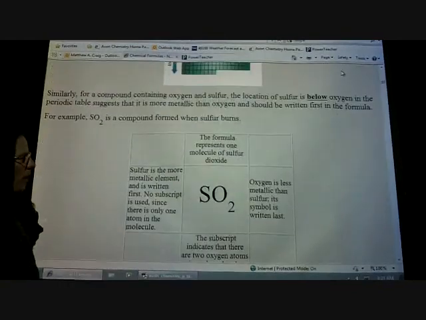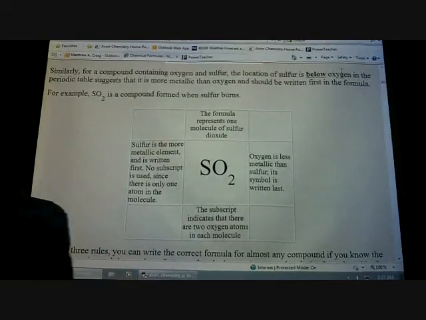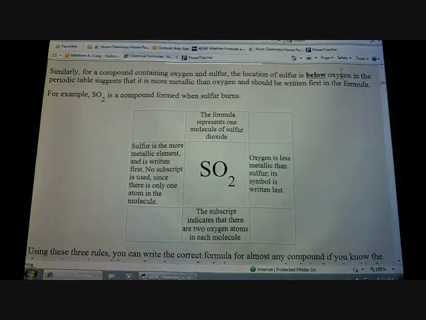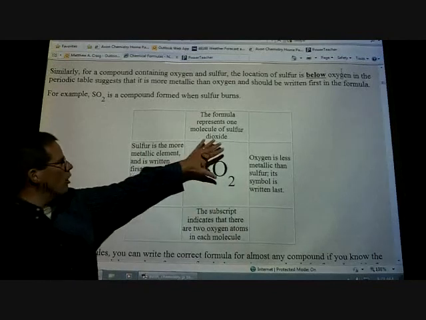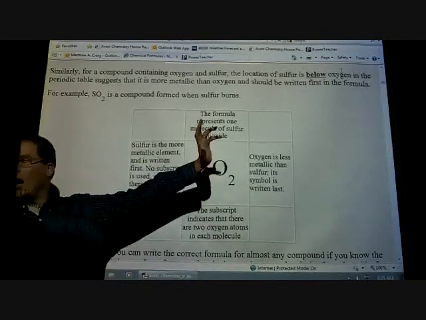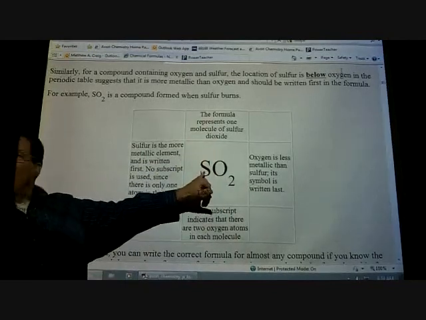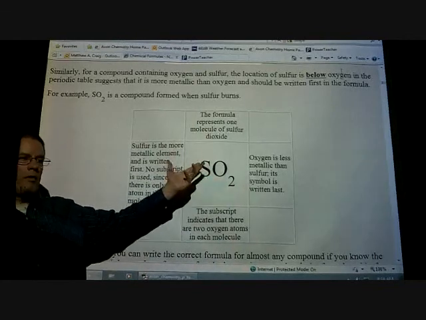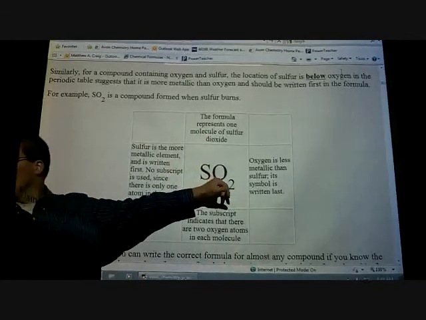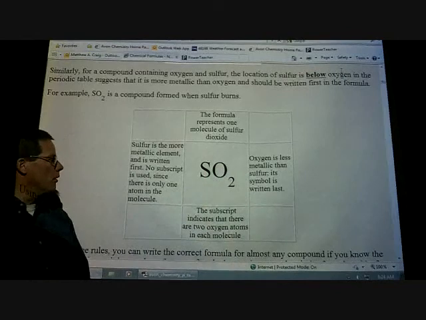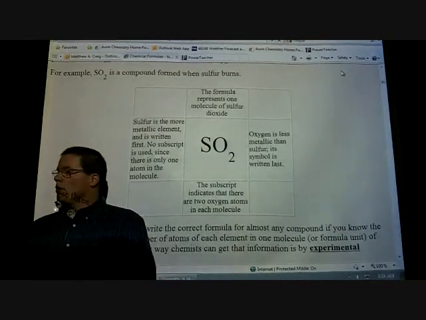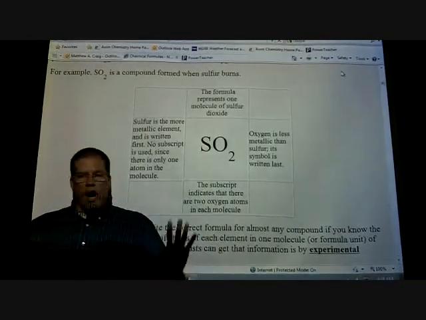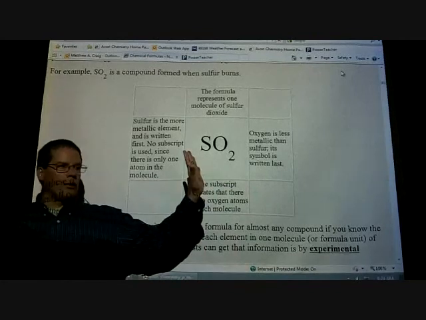Okay. And here's an example showing sulfur dioxide. Again, in this case, it's called sulfur dioxide, and we'll talk about the "di" here in a moment. But sulfur is the more metallic element, so we write it first. Oxygen is less metallic, so we treat it as a nonmetal. We do not care about charges. When we have nonmetal with nonmetal, charges are out the window.